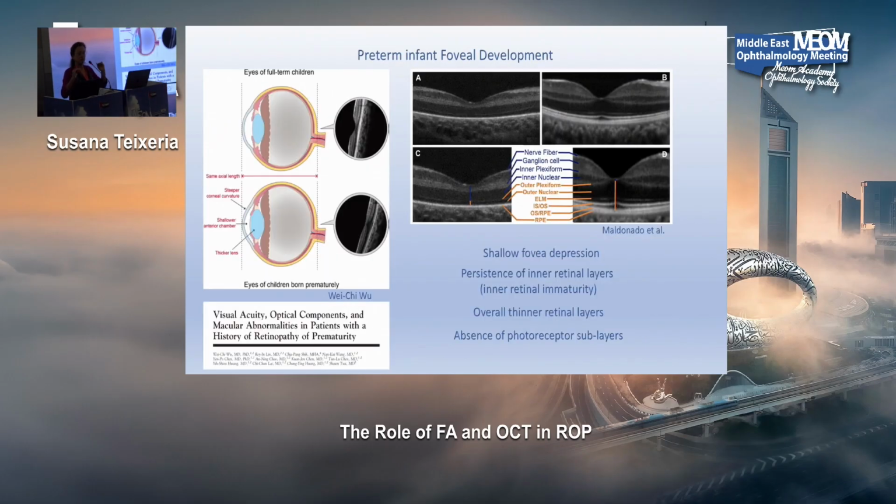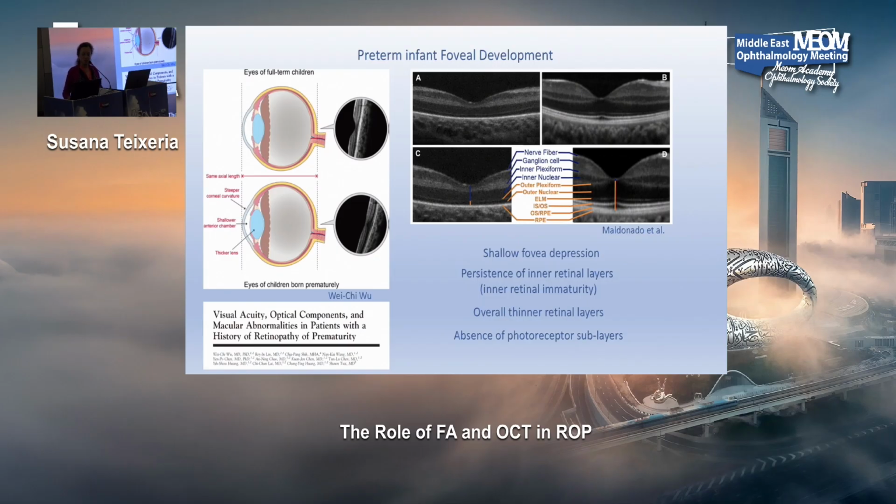Somehow, when you have a premature baby, this stops. So the eye of a premature baby is different from the eye of a normal baby. Usually, like a sign of really prematurity, you can have the inner layers of the retina over the fovea. So the fovea is much more thick than the normal fovea. So that's a hallmark of the preterm infant fovea development.